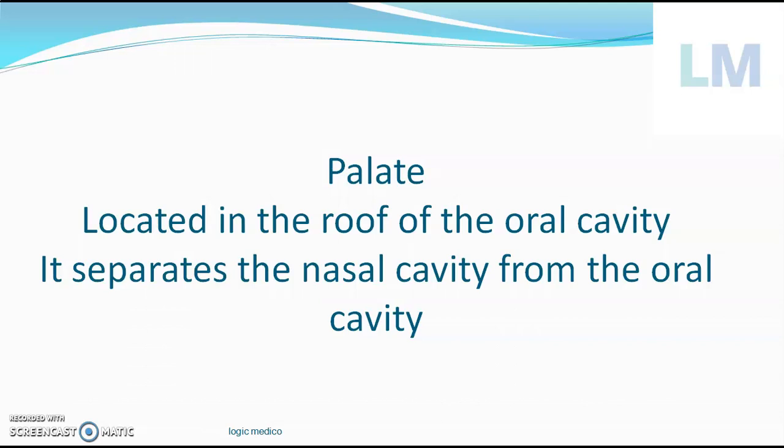So what is this palate? It is a structure which is present in the roof of the oral cavity. It separates the nasal cavity from the oral cavity. The anterior 3/4 of this palate is hard. It's called the hard palate because it is bony. The posterior 1/4 is not bony, so it's called a soft palate. So these are the two portions of the palate, the hard palate and the soft palate.